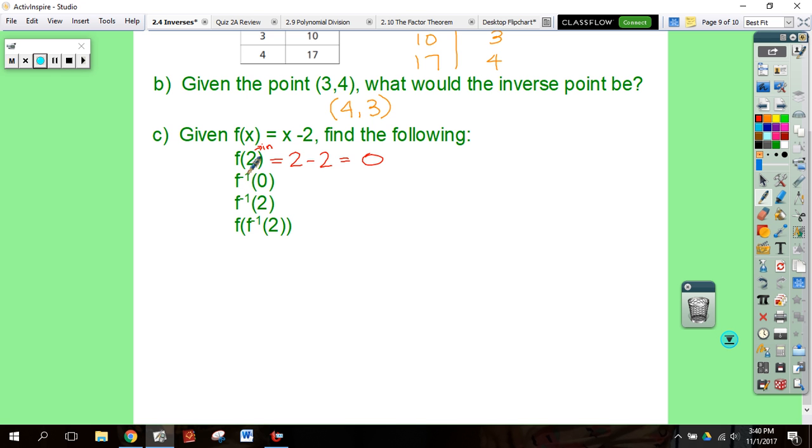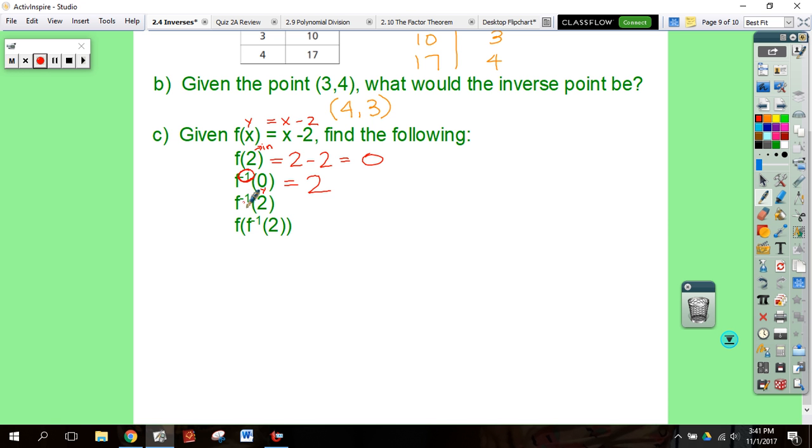Okay? This one is talking about the inverse, which means that this now becomes our y value. We can think about this function up here as y equals x minus 2. So now, instead of substituting this in for x, we would substitute it in for the y. So we would have 0 is equal to x minus 2, which means that x is equal to 2. So that means this is equal to 2, which makes sense because if our function of 2 gave us 0, our inverse function of 0 should give us 2. It switches your domain and your range, okay?